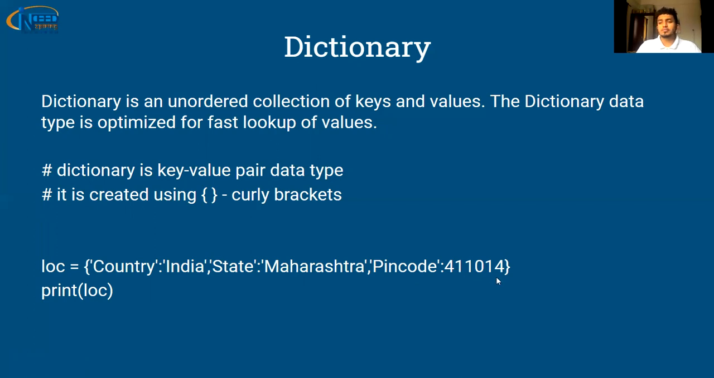So I hope with this example, you got to know what a dictionary is. And in between, you can see we have used a colon. So that is defining the relation between key and value pairs. All right. So this was about dictionary.